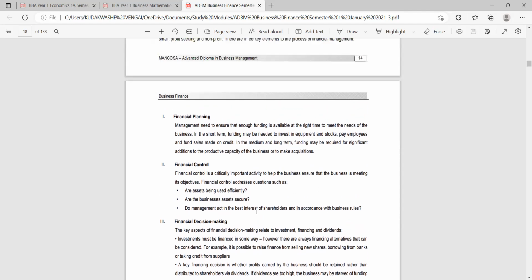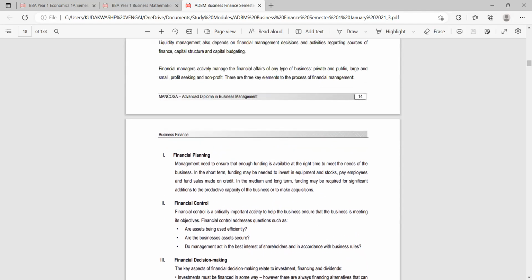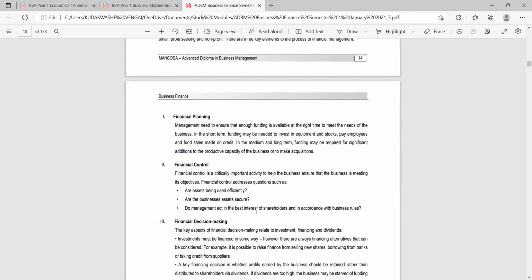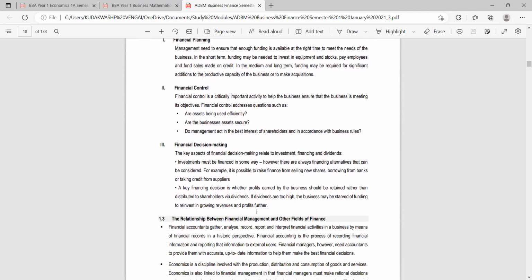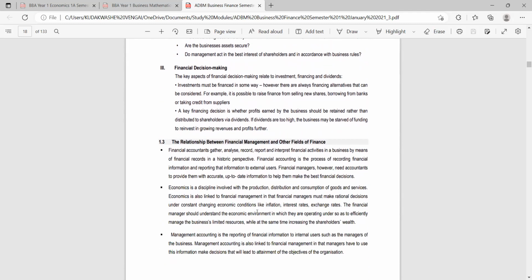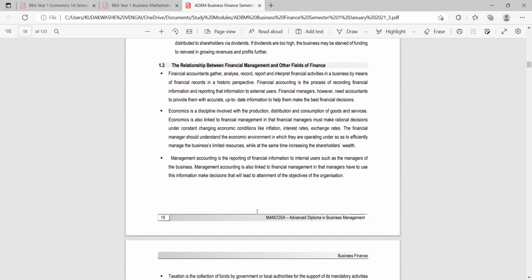So just to reiterate, three key issues or elements of financial management: planning, control, and decision making. Three key issues of decision making: investment, financing, and dividend, right? So that is something that is key.